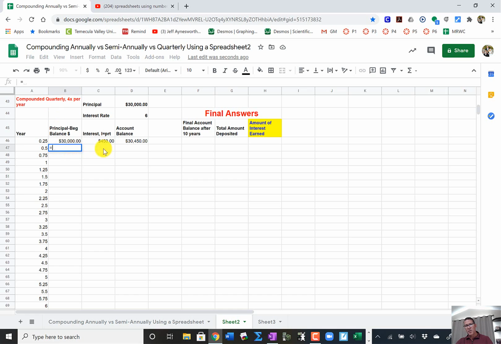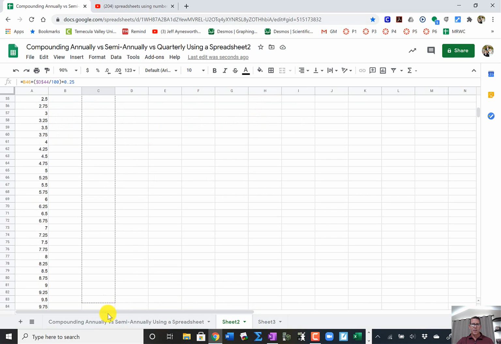So you set this equal to the previous balance, which we ended with was 30,450. Okay, so you click on that and you select enter. So now this is the new balance in the second quarter, and then we calculate the interest on that. So this is where you start copying and pasting the formulas. So I have all my formulas set up. So on the interest right here, you click and drag all the way down for the 10-year period. Just keep on dragging down.